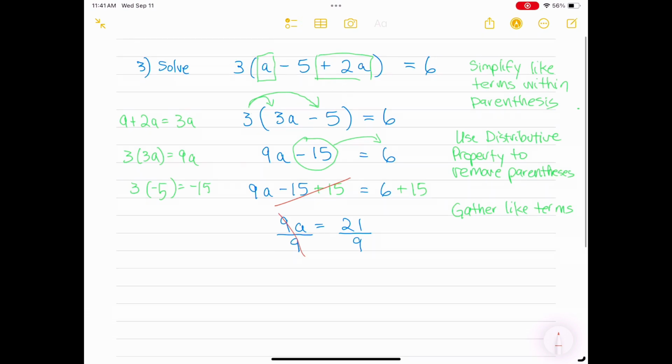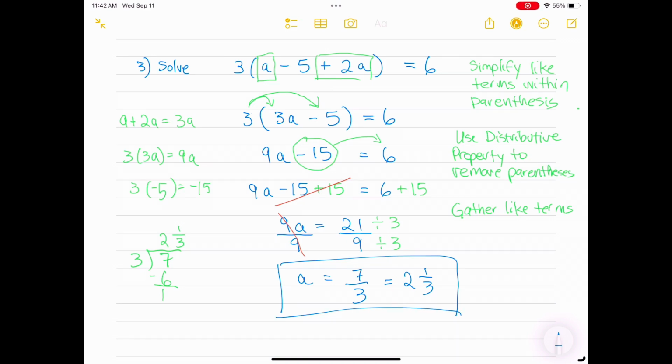Now we isolate a by dividing 9a by 9, and whatever we do on the left-hand side, we must also do on the right-hand side to keep the equation balanced. So we now have 21 over 9. Both 21 and 9 are multiples of 3. We divide both numerator and denominator by 3, which gives us 7 thirds. 7 thirds simplifies as 7 divided by 3, which equals 2 and 1 third. So a equals 7 thirds, which equals 2 and 1 third.